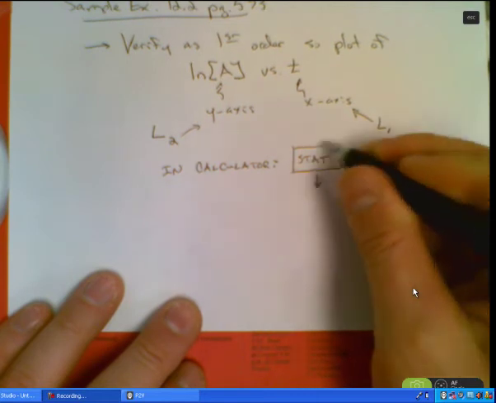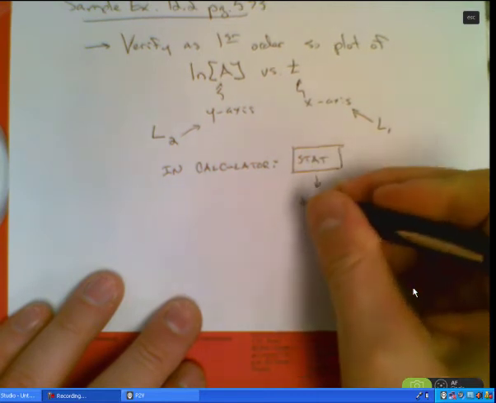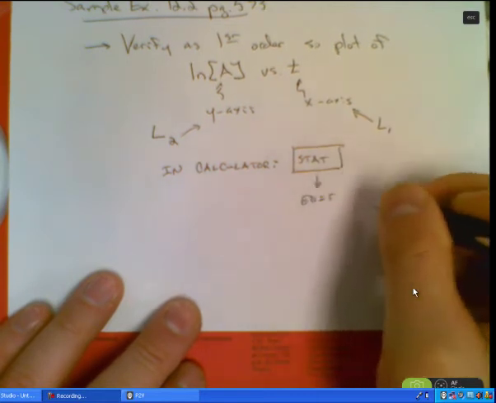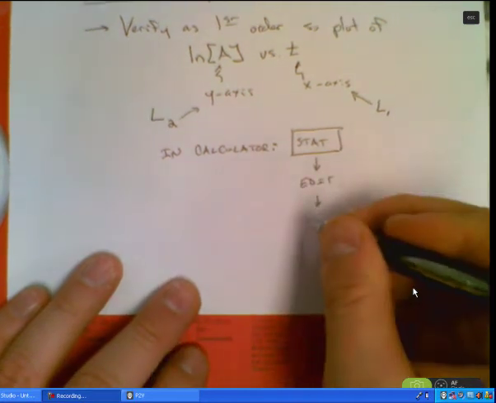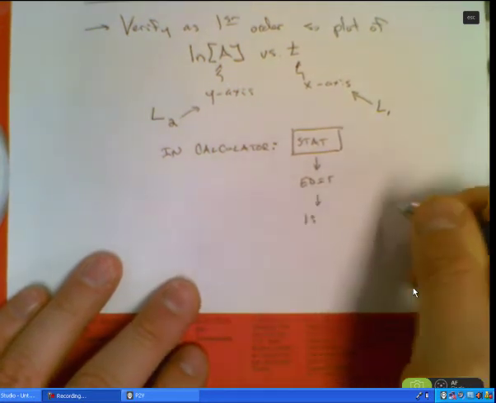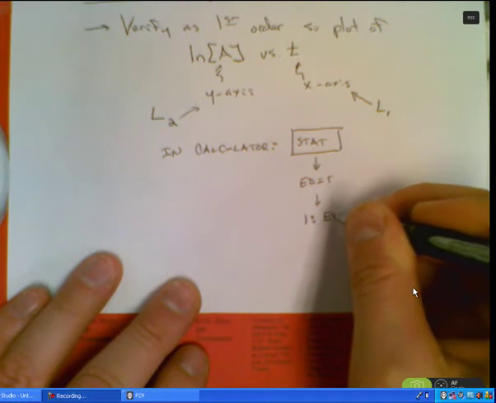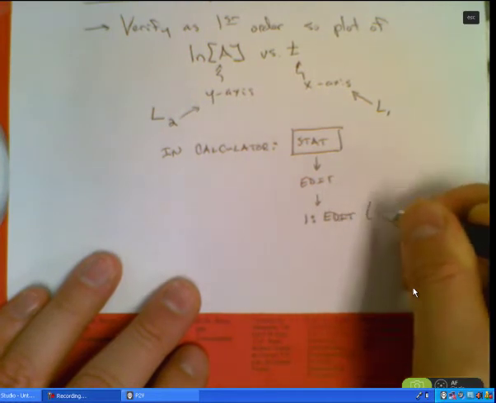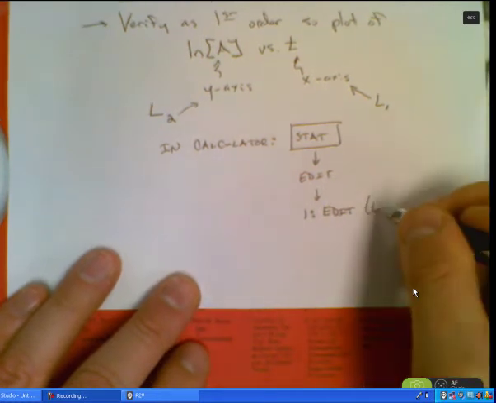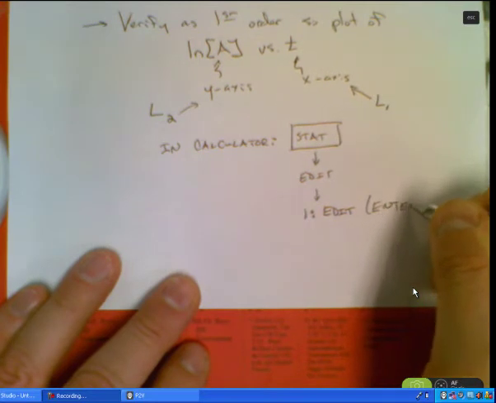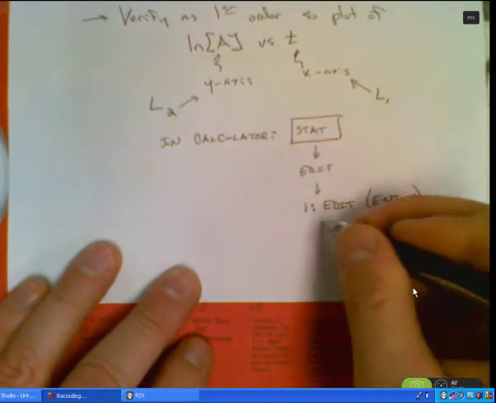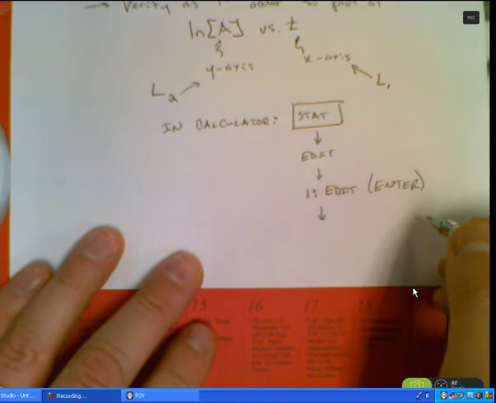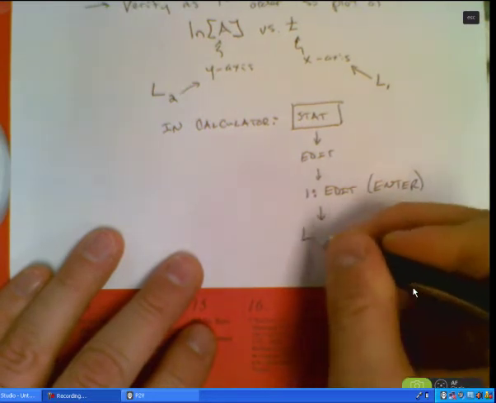So press the stat button, and then in stat you want to choose edit. And then in your screen you're going to see soon, when we do this, it should be 1 and then edit. What we want to do is select that and press enter. And then you're going to see list 1.